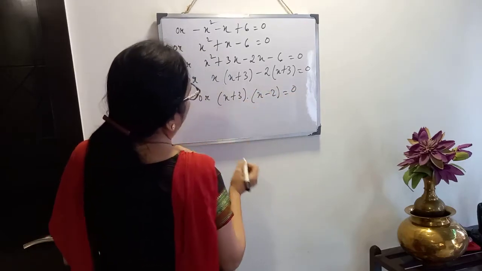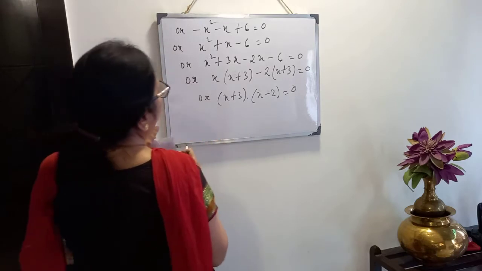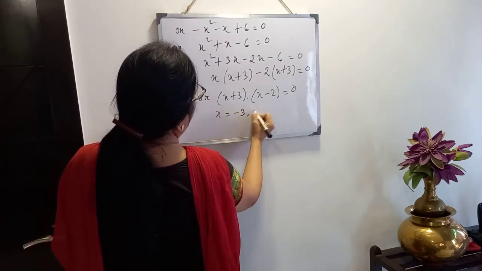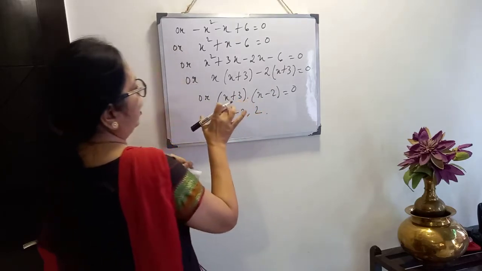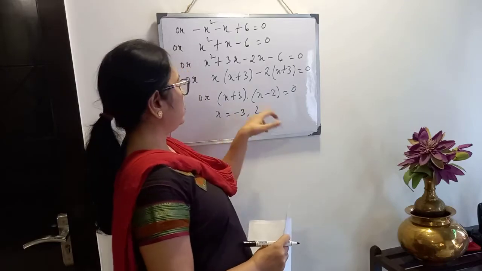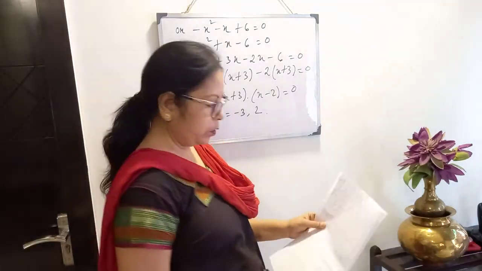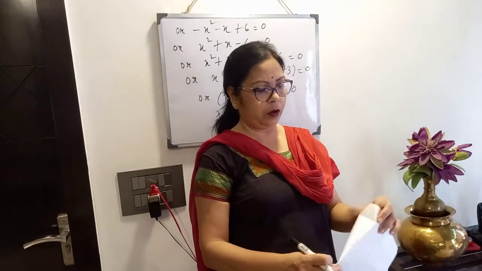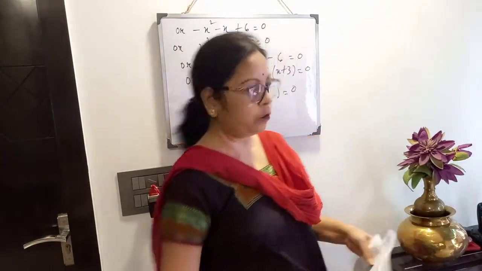Either x plus 3 equal to 0 or x minus 2 equals to 0. So what are the solutions? One is minus 3, another is 2. You will write it down, okay? Either x plus 3 equal to 0, then x equals to minus 3, or x minus 2 equal to 0, then x equals to 2. So here we have got two values, or two solutions.